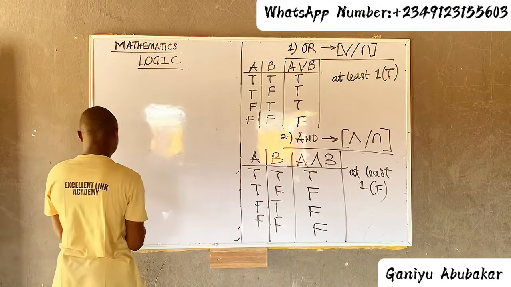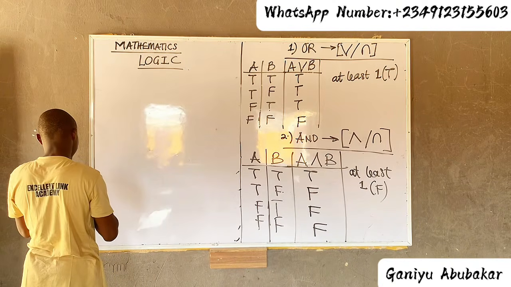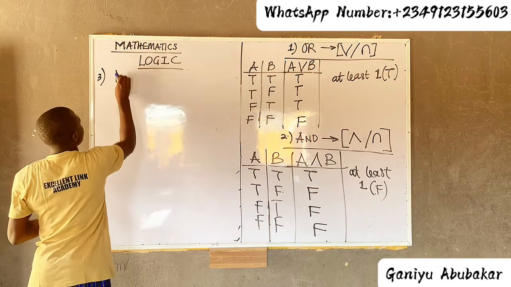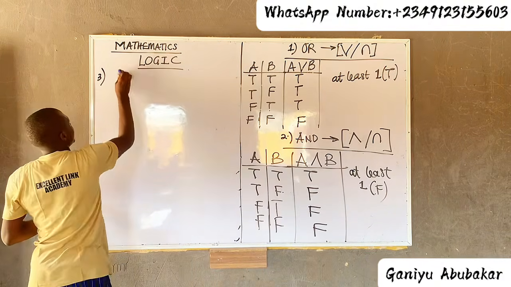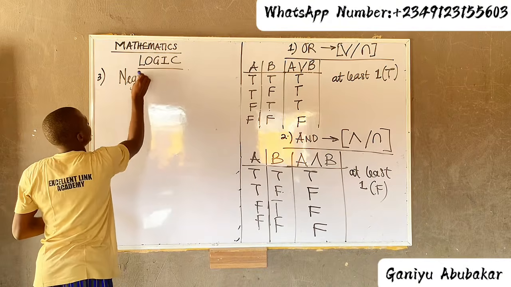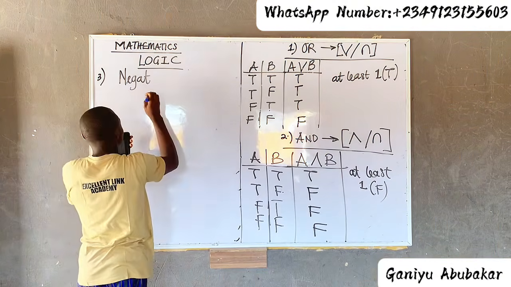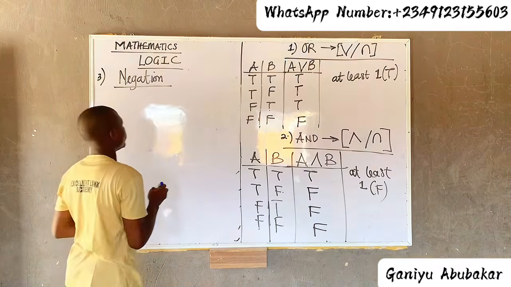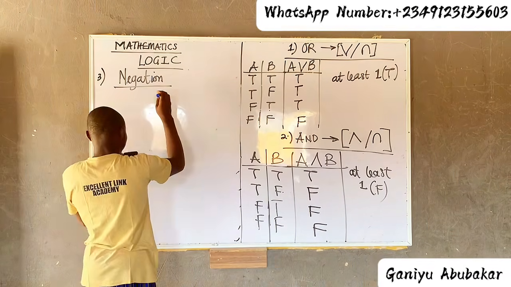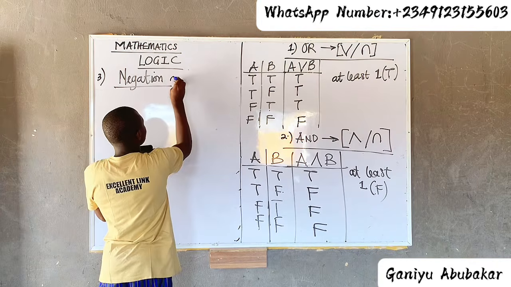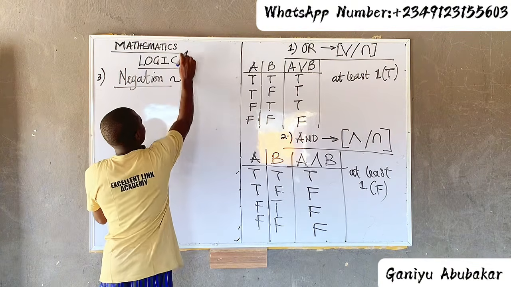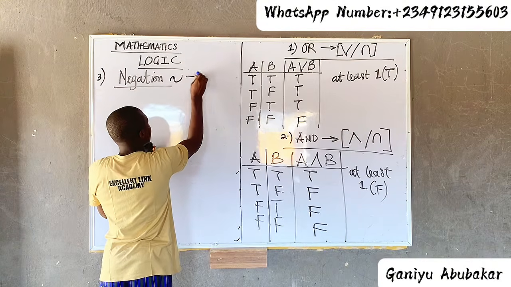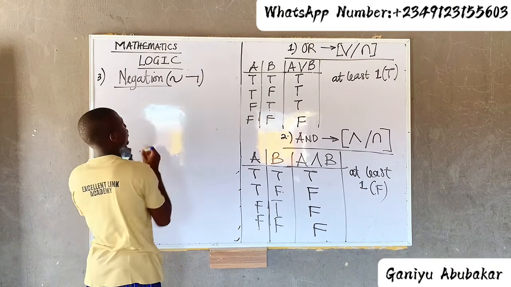All right, the third one there is called negation. Number 3 is called negation. So for negation there, look up please. When it comes to negation, the symbol is given as something of this nature, or I use something of this nature to represent negation.